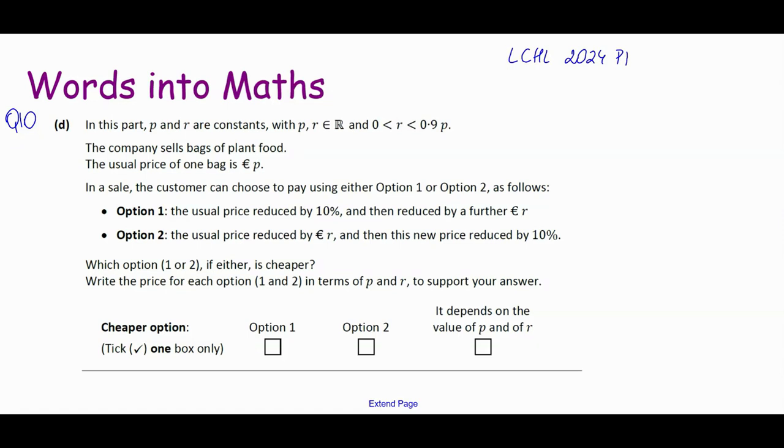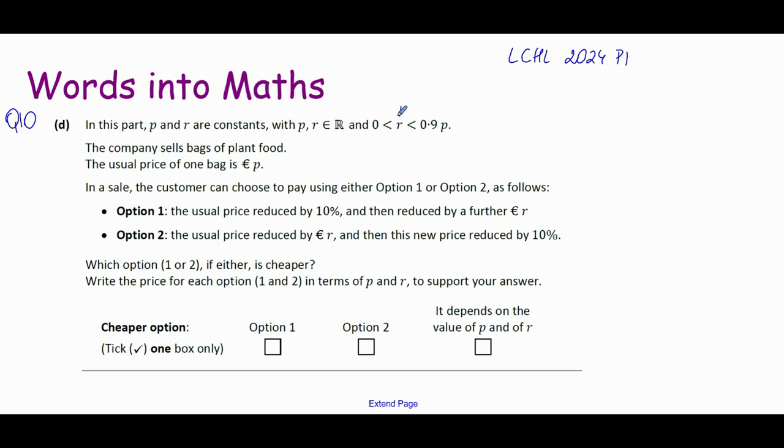So sometimes we have a situation when we have to take words that are language and we have to change it into maths. And that's what this part of the question is about. So let's read. In this part, P and R are constant. What does that mean? That letter P, letter R represent numbers. What kind of number? Now they are telling us. P and R belong to R, so it's a real number, okay?